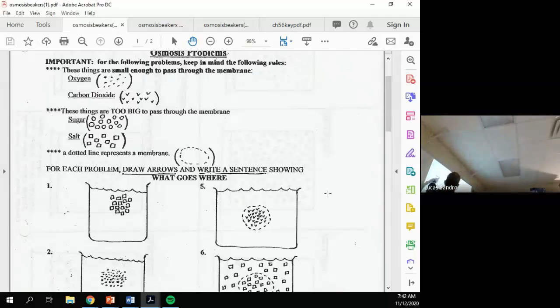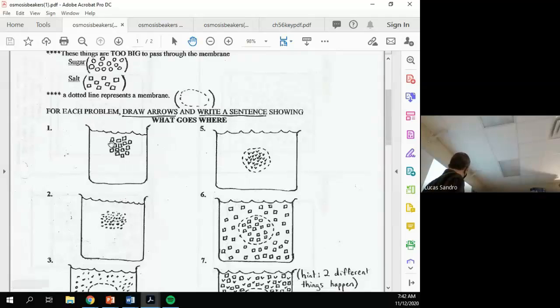4 solutes, oxygen and carbon dioxide, can pass through the membrane. Sugar and salt cannot. All right. So for beaker number 1, there's no membrane. Same with number 2. What happens? What goes where? It's like the candle on the table. It goes outward from where it's at, right? So your arrows should go out from the center. And you should say the salt in this case and the oxygen in this case move outward. That would be the right answer there.